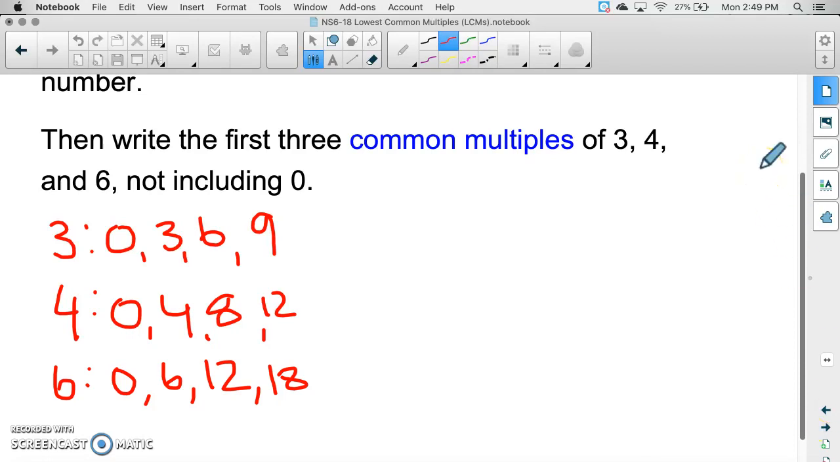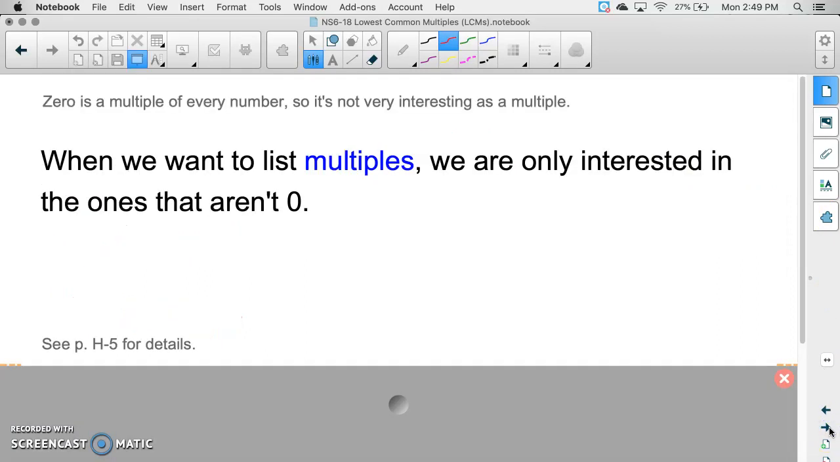Great job. So you should have seen that 3 common multiples of 3, 4, and 6 are the numbers 12, 24, and 36. So just a reminder that 0 is a multiple of every number. Because of that, it's really not an interesting multiple. When we want to list multiples, we're only interested in the multiples that are not 0.